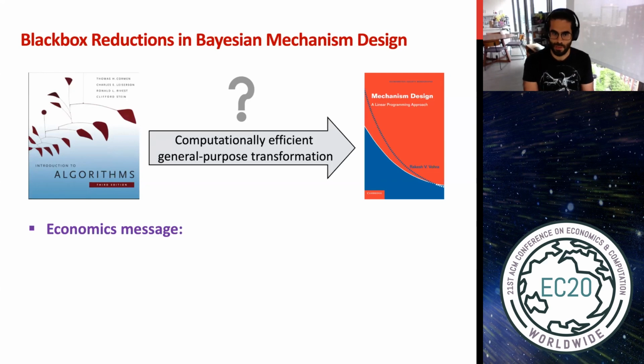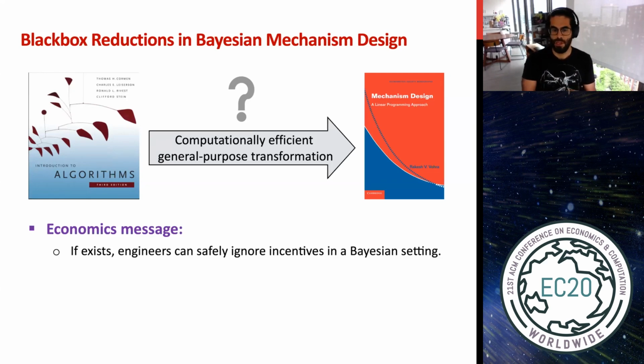So this has a strong economic message because it says, if you're trying to maximize social welfare in a Bayesian setting, you can just ignore the incentives and focus on the optimization problem. Once you have a compelling answer to the optimization problem, using this generic toolbox, you can transform it into a Bayesian incentive compatible mechanism that is comparable.